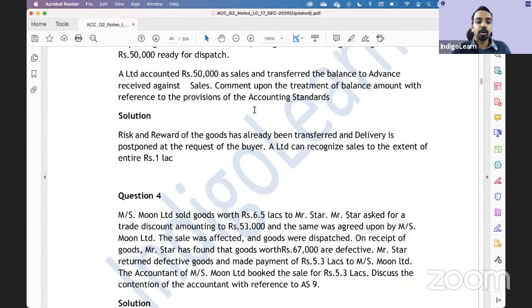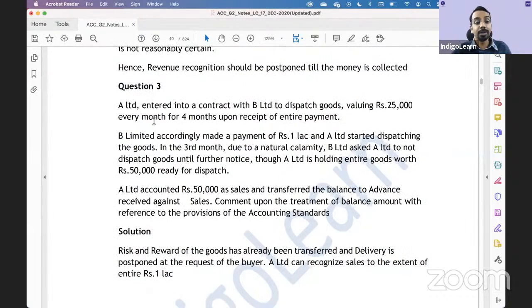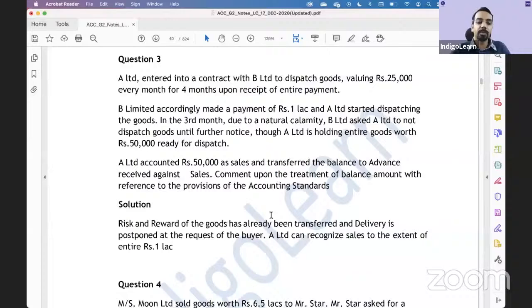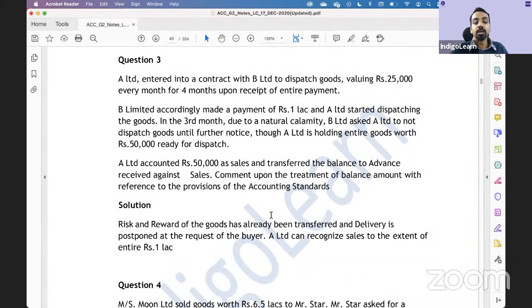A Limited entered into a contract with B Limited to dispatch goods valuing 25,000 every month for 4 months upon receipt of entire payment. B Limited accordingly made a payment of rupees 1 lakh, and A Limited started dispatching the goods. In the third month, due to a natural calamity, B Limited asked A Limited to not dispatch goods until further notice. So A is dispatching, and what B said in the third month is, don't dispatch. A Limited is holding the entire goods worth rupees 50,000 ready for dispatch. A Limited accounted 50,000 as sales and transferred the balance to advance received against sales. Comment on the treatment of the balance amount with reference to the provisions of the accounting standard.